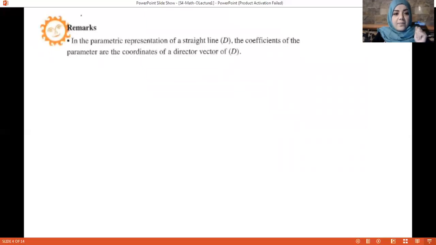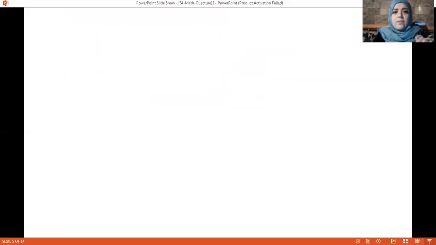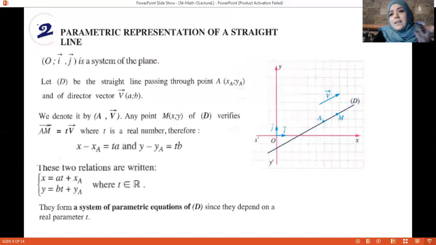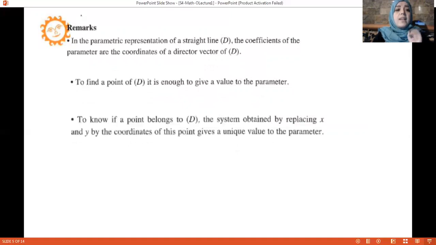And to find a point, it's enough to give a value to the parameter. So suppose I want to find a point F that belongs to this straight line. It's only enough to give the parameter t any specific value, and then you are going to find x and y. Okay? The third remark that you have to know is if a point belongs to the straight line, then you replace the x and the y and find a unique value of the parameter. I'm going to give you an example.